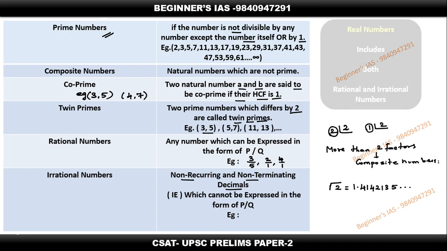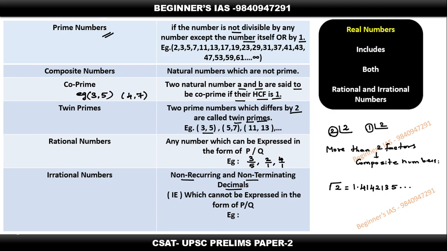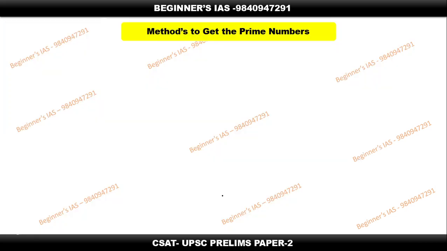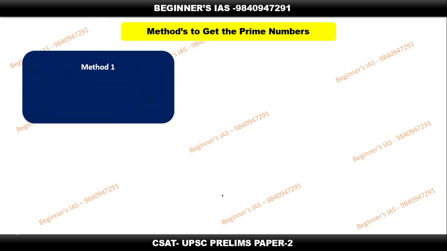After this, we need to understand real numbers. Real numbers include both rational and irrational numbers. With the introduction part done, we are going to learn how to get prime numbers. There are two methods to identify prime numbers.